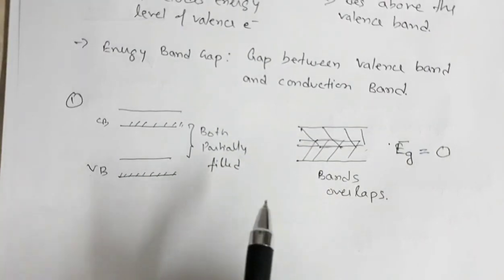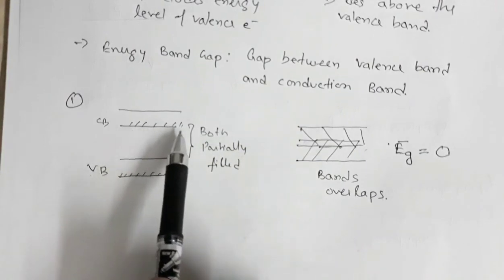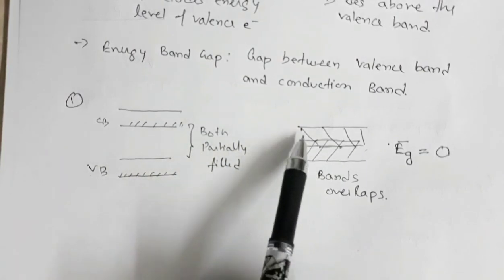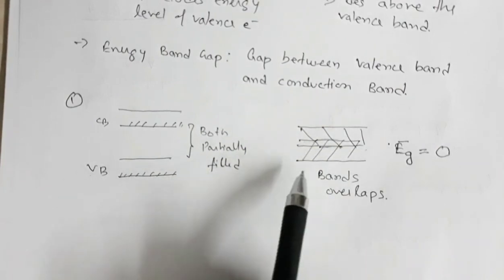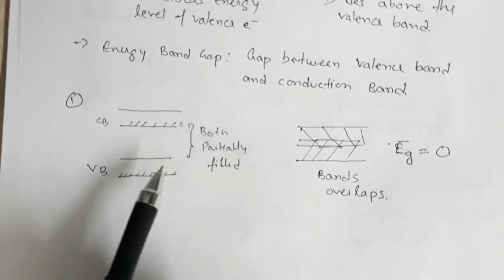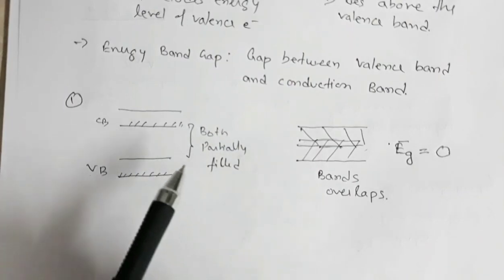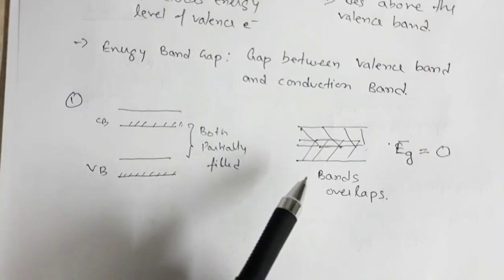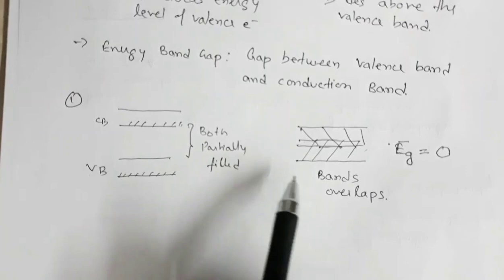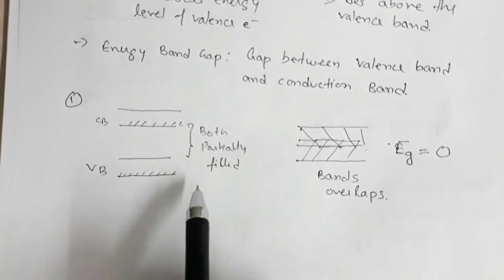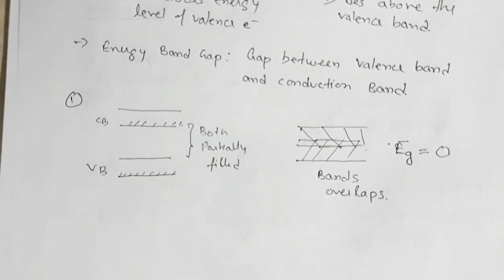In both cases, either the conduction band is partially filled or there is overlap. Because of overlapping, electrons are available in the conduction band. In both cases, the material will have low resistivity and high conductivity. Such materials are metals. So metals have low resistivity and high conductivity. These are the two situations they may have.